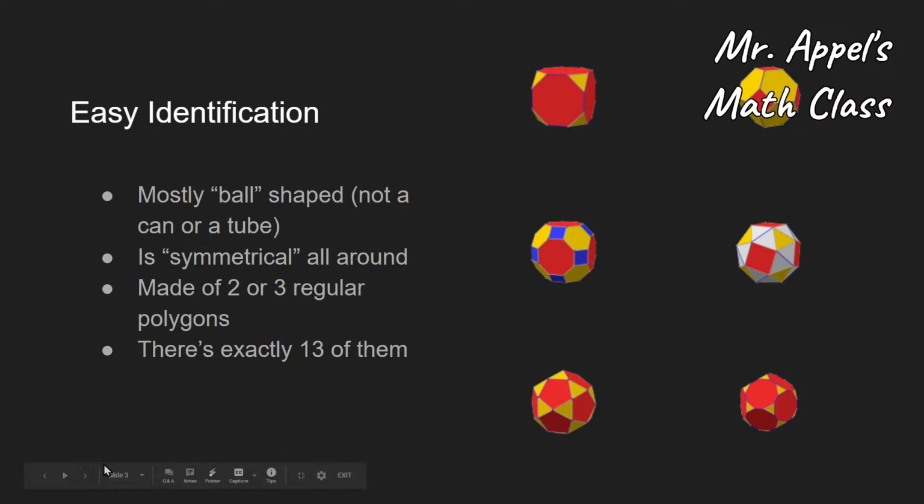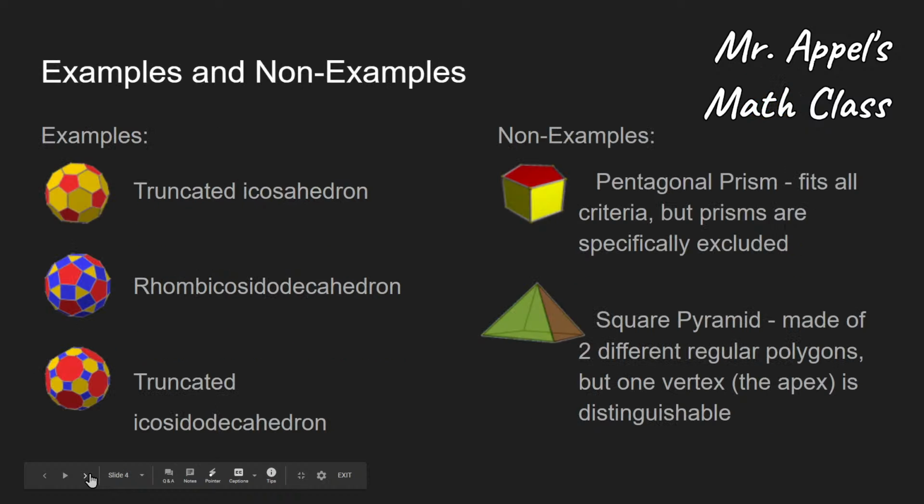And let's start naming some examples. So here are my required examples. I've got 3 of them here with pictures and names. We've got the truncated icosahedron, the rhombicosadodecahedron, and a truncated icosadodecahedron.